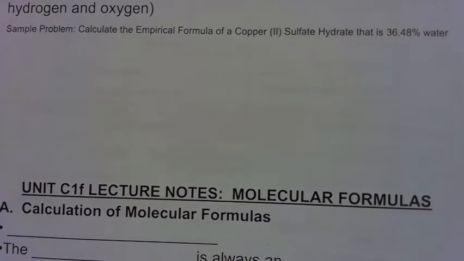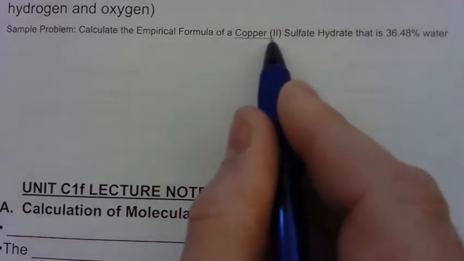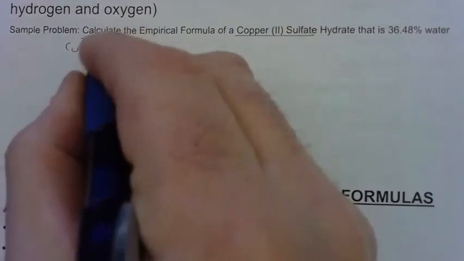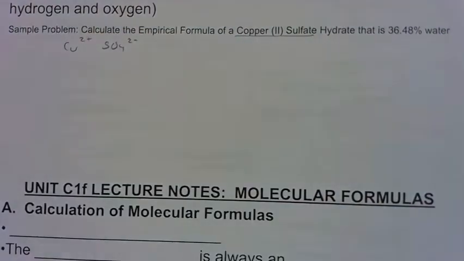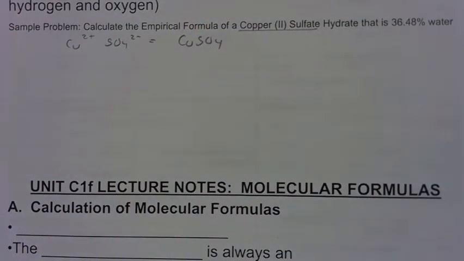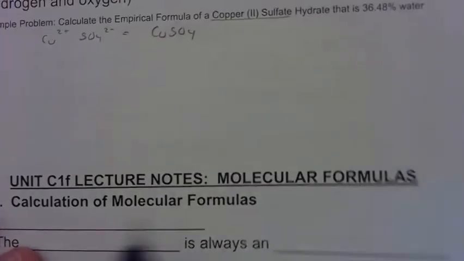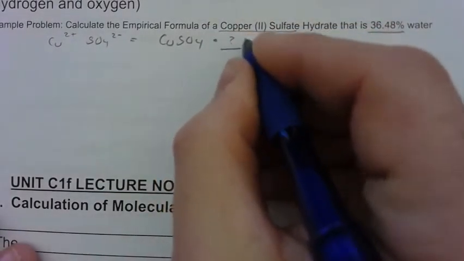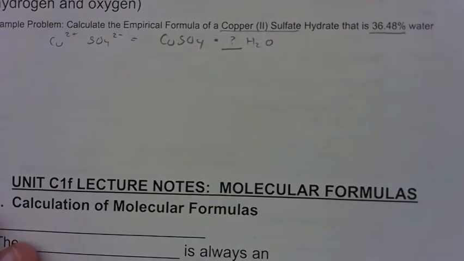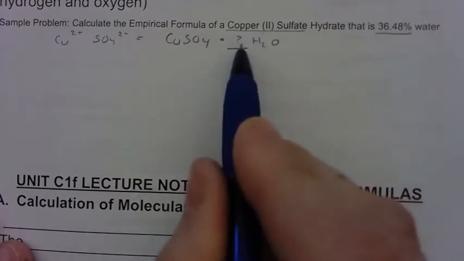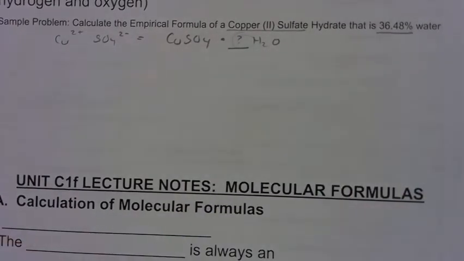Now, we're looking at this, and first of all, we want to make sure we have the correct chemical formula for copper 2 sulfate. Real fast, I know that copper 2 is 2 plus, sulfate is SO4 2 minus. That's a 1-to-1 ratio, so that's going to be CuSO4. Now, the one thing that we know is that it is 36.48% water, and that's going to be a certain number of H2Os. What we're trying to find is the empirical formula for a hydrate of this, and we want to find out how many waters there are.